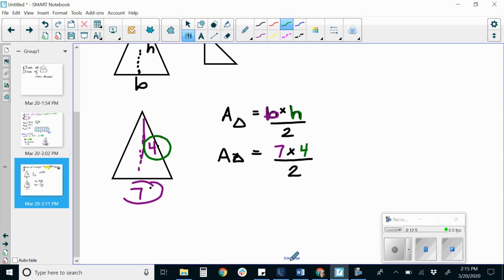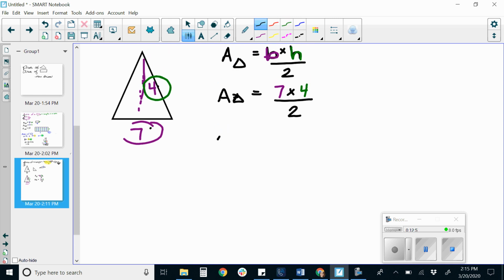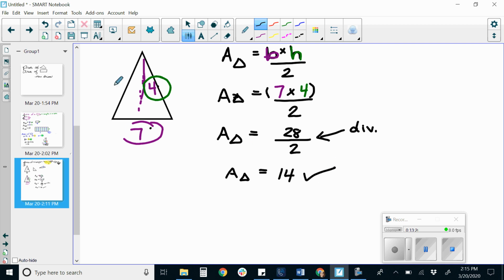So now we just have to do our operations to get the final answer. Again, rewriting the formula, area of a triangle equals, let's just focus on the top because there's an invisible parentheses there, remember? 7 times 4 is 28. Good job. And then, that looks like a fraction. This means divide. So 28 divided by 2 is 14. So the area of this triangle is 14.